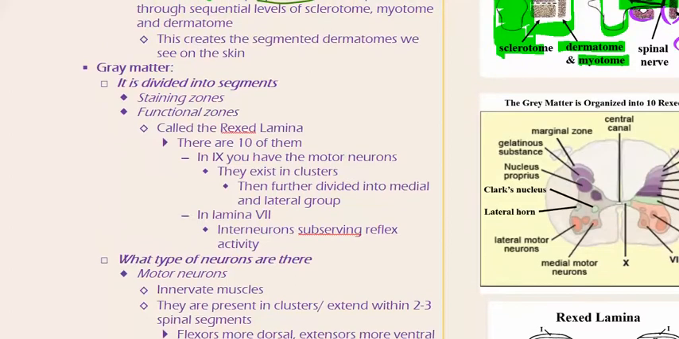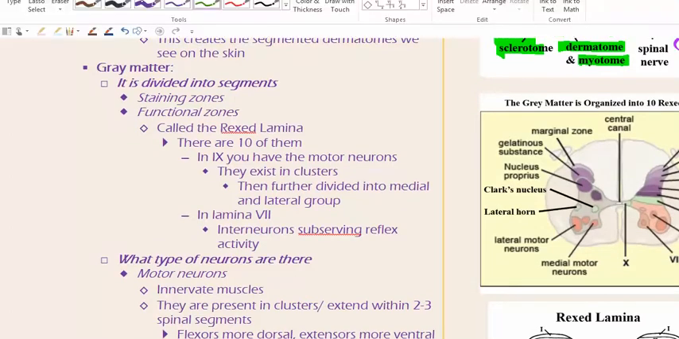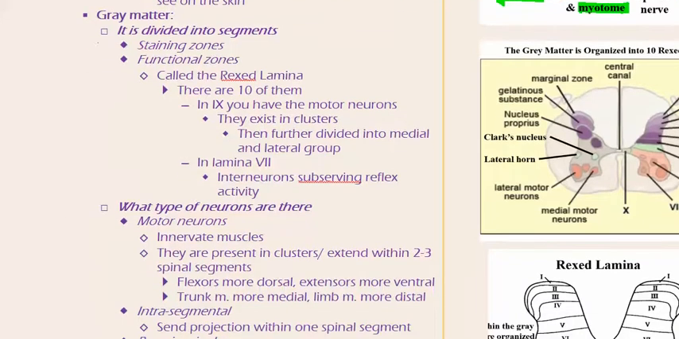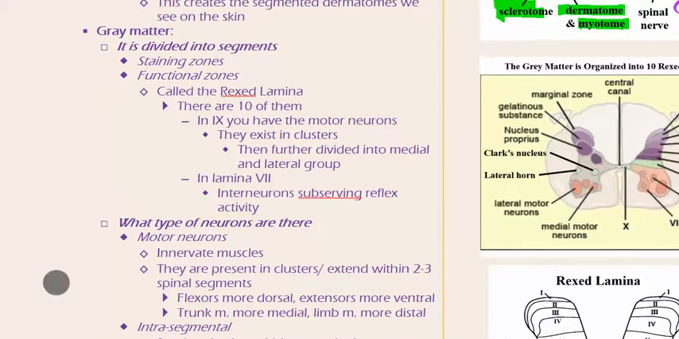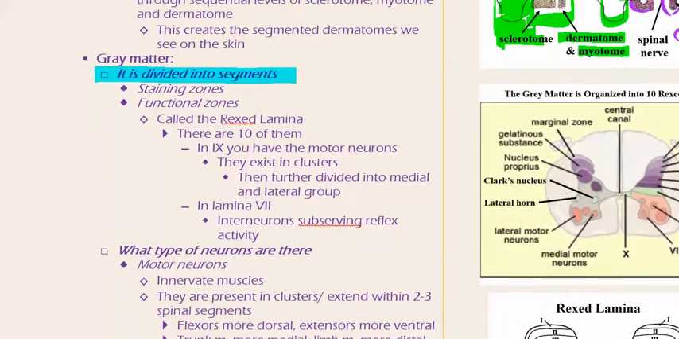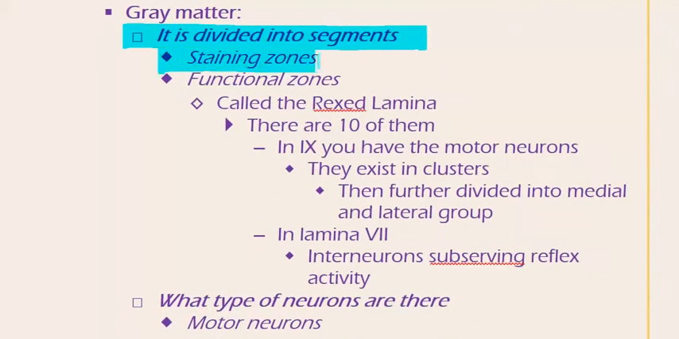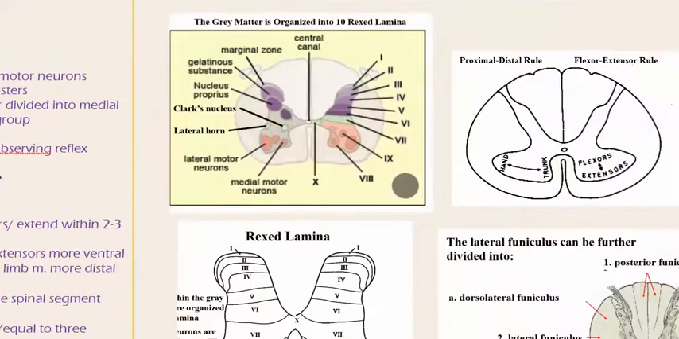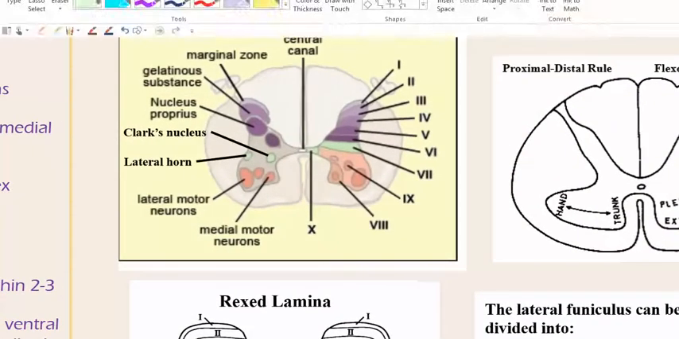So the gray matter is going to be divided up into segments. We looked at how we're getting the spinal cord, what's giving rise to the gray matter, what's giving rise to the white matter. Now we're considering how we're dividing the gray matter and how we're dividing up the white matter. The gray matter is going to be divided up into segments. Now there's two different ways. You can divide it up according to staining zones, or functional zones.